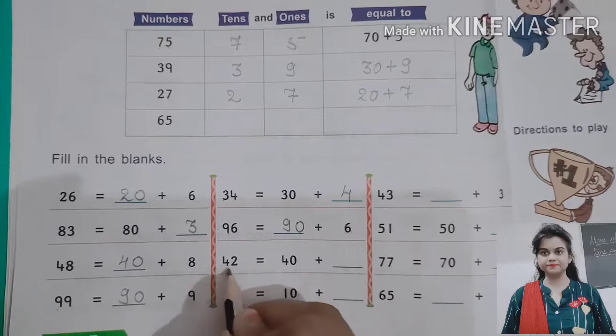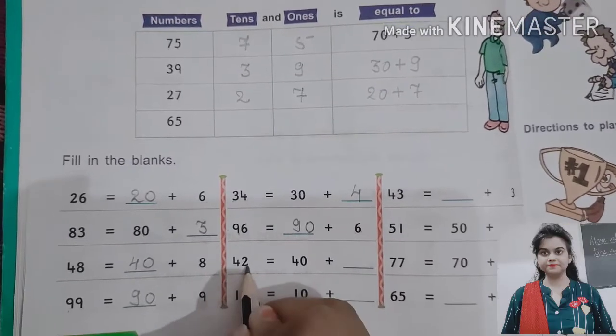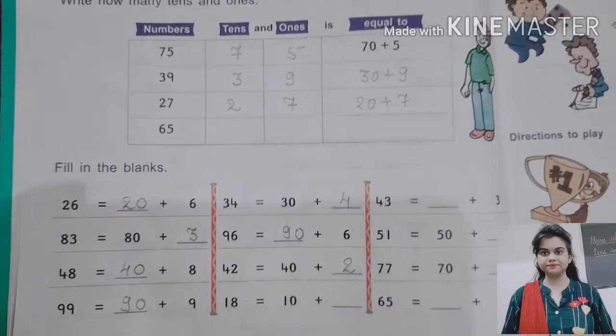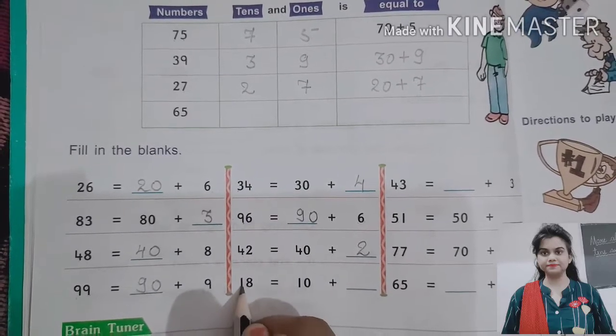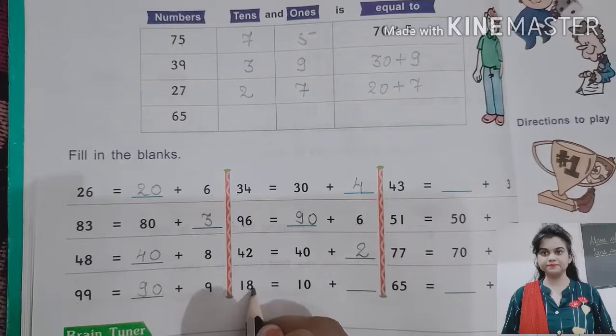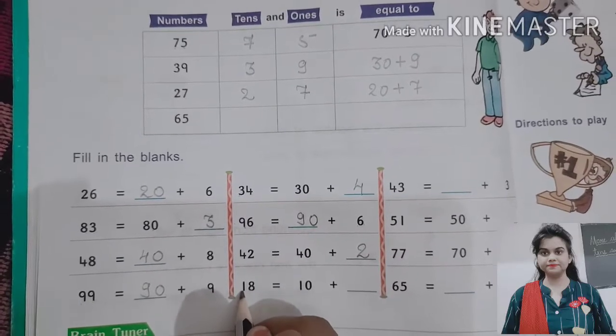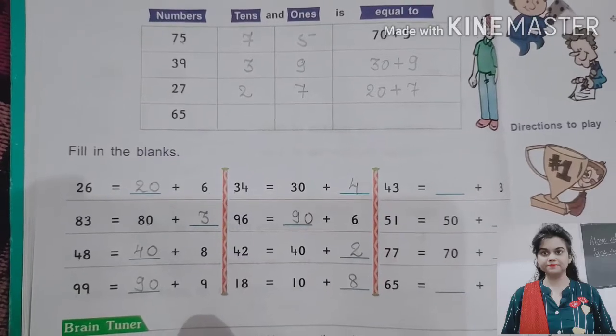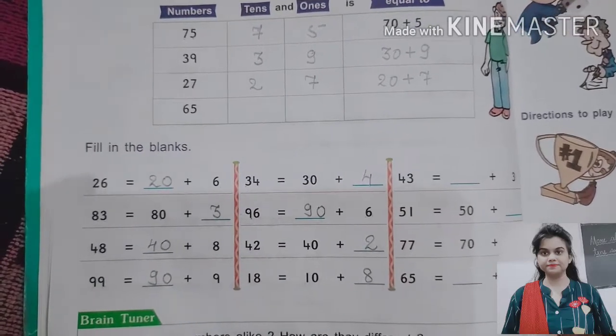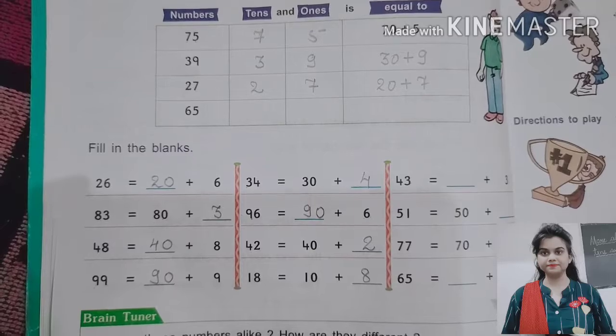42. The value of 4 is 40. The value of 2 is 2. 18. 8 is in ones place. 1 is in tens place. So the value of 8 is 8 and the value of 1 is 10. So 10 plus 8. Understood? Like this, do these 4 questions as your homework.